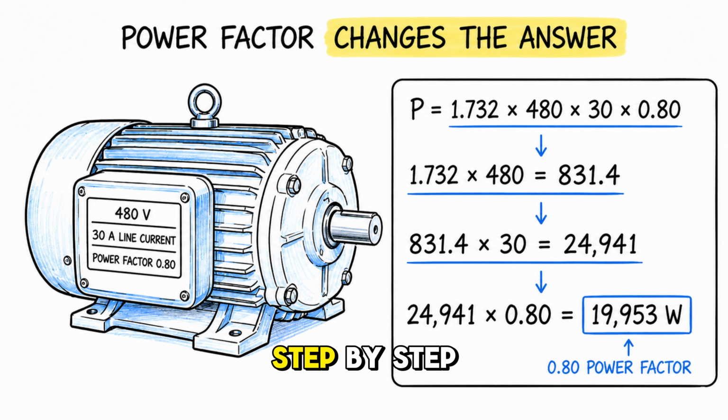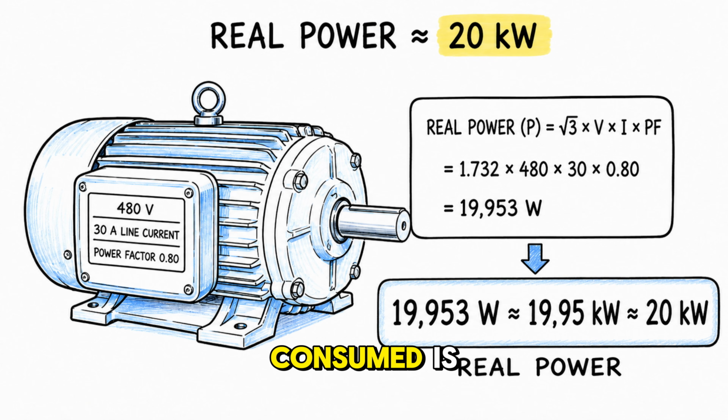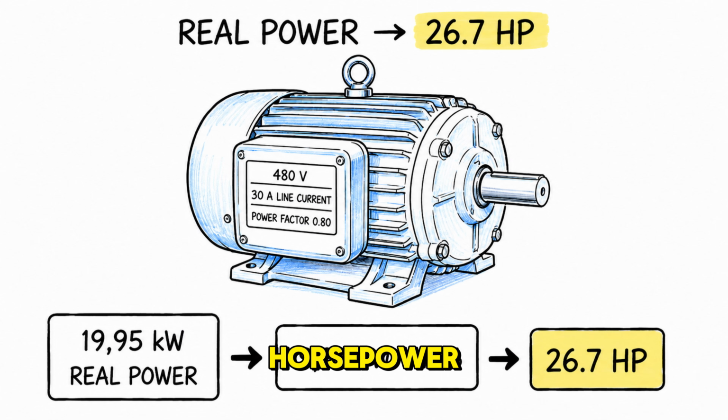Working through this calculation step by step, 1.732 times 480 equals 831.4, then 831.4 times 30 equals 24,941, then 24,941 times 0.80 equals 19,953 watts. For this reason, the real power consumed is approximately 19.95 kilowatts. Due to this, the motor is consuming about 20 kilowatts of actual useful power, despite drawing 30 amperes at 480 volts. To convert to horsepower, we divide real power in watts by 746.